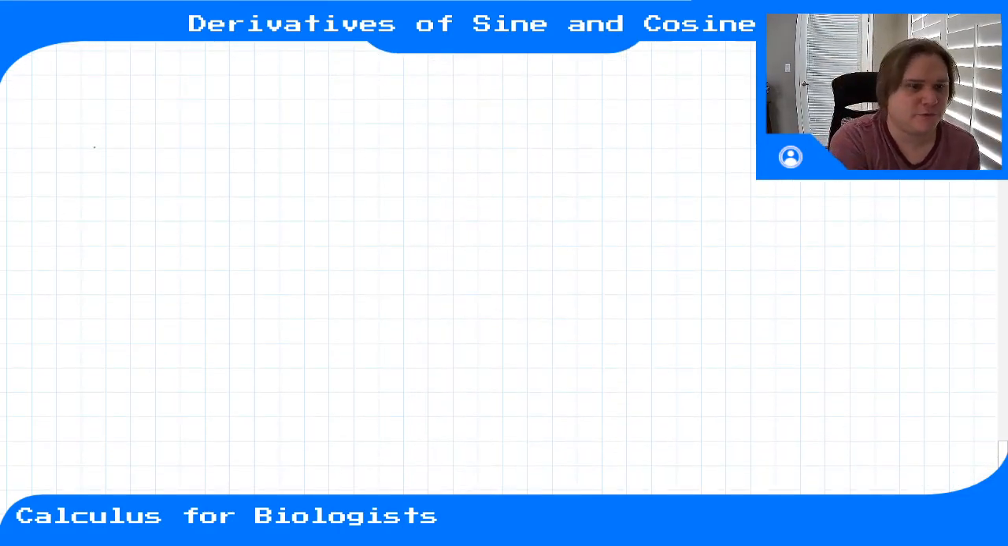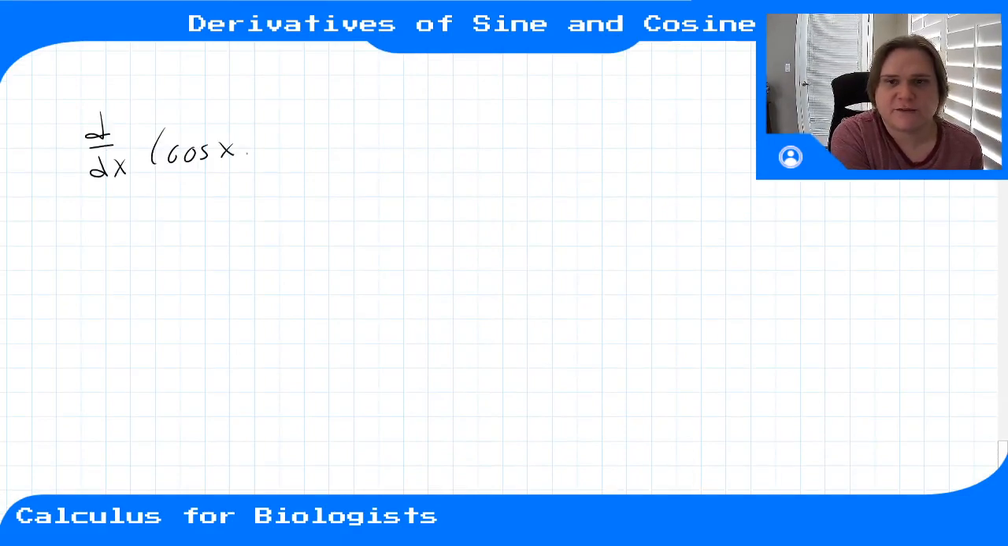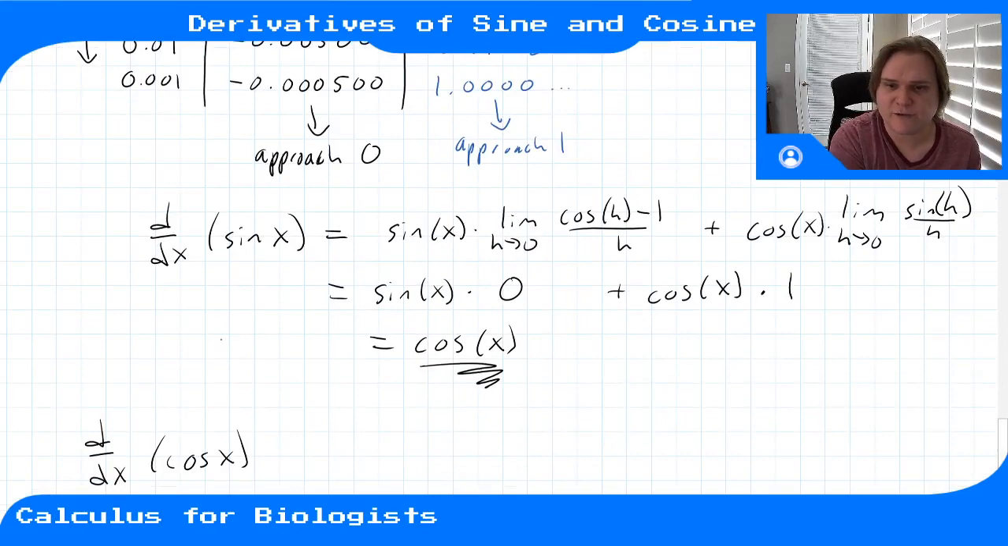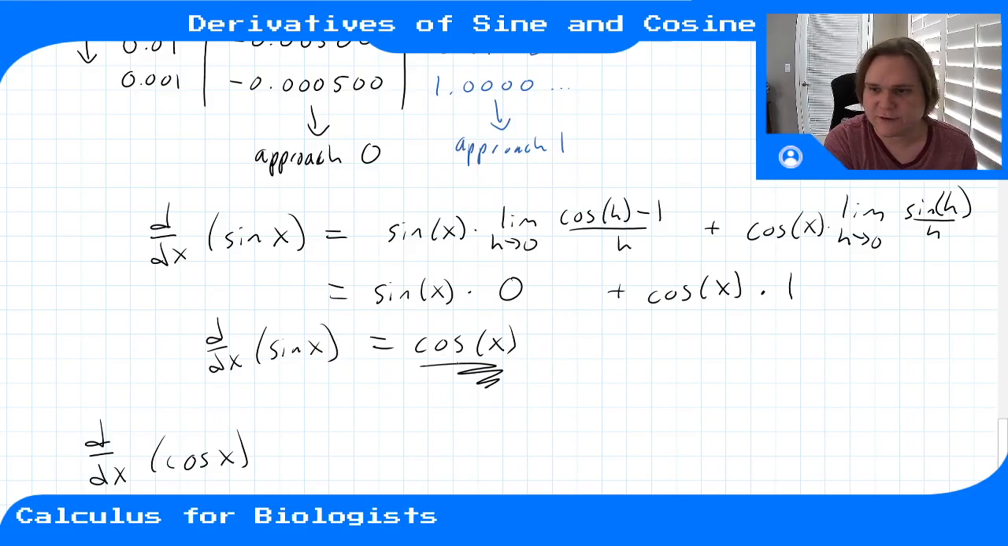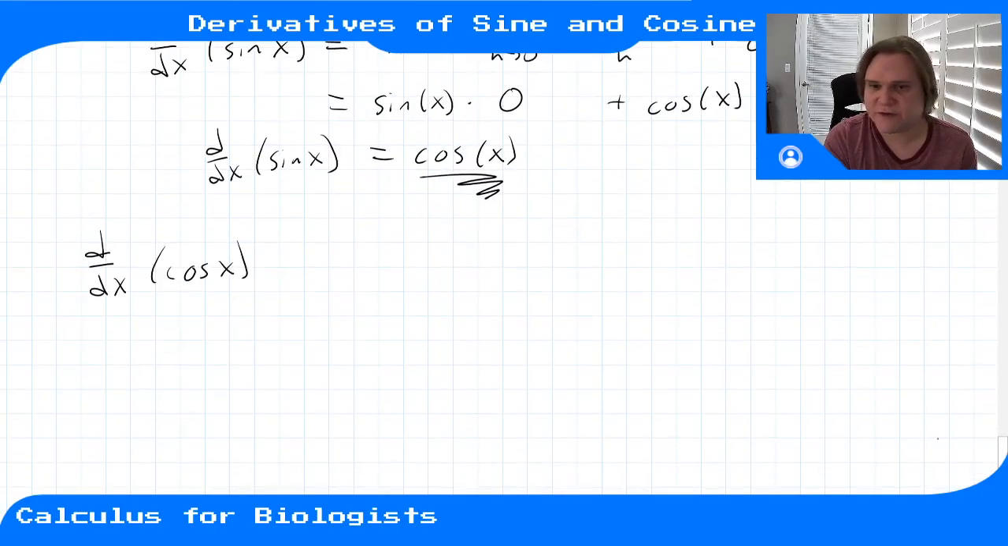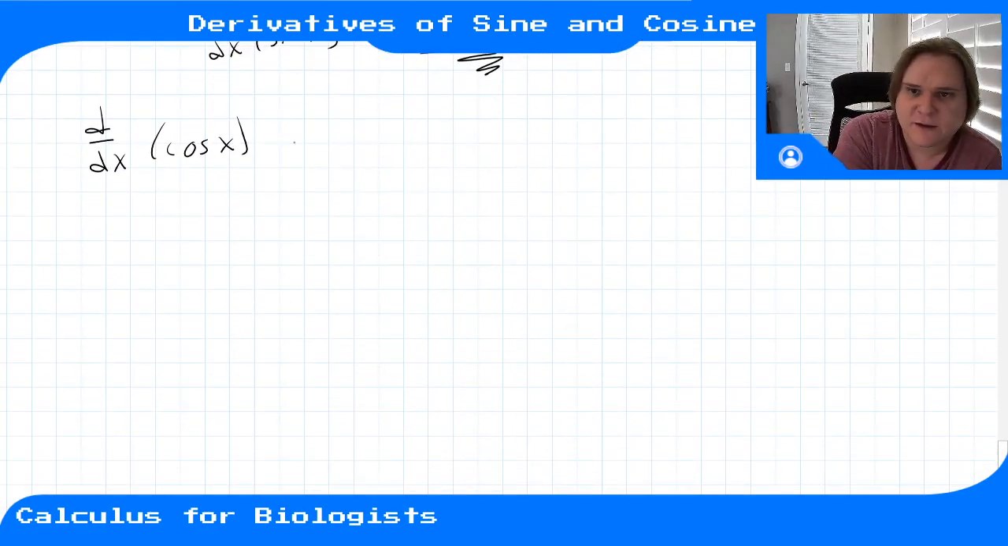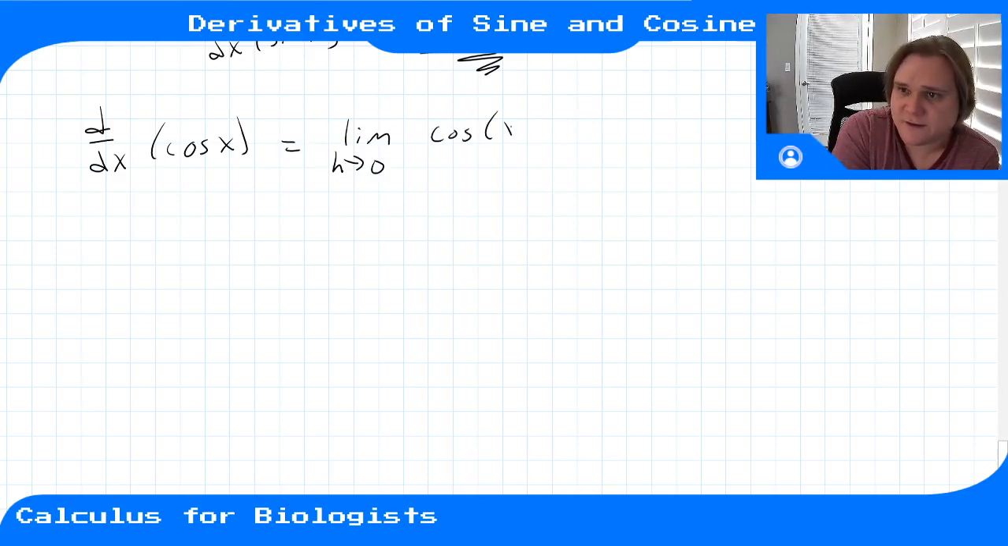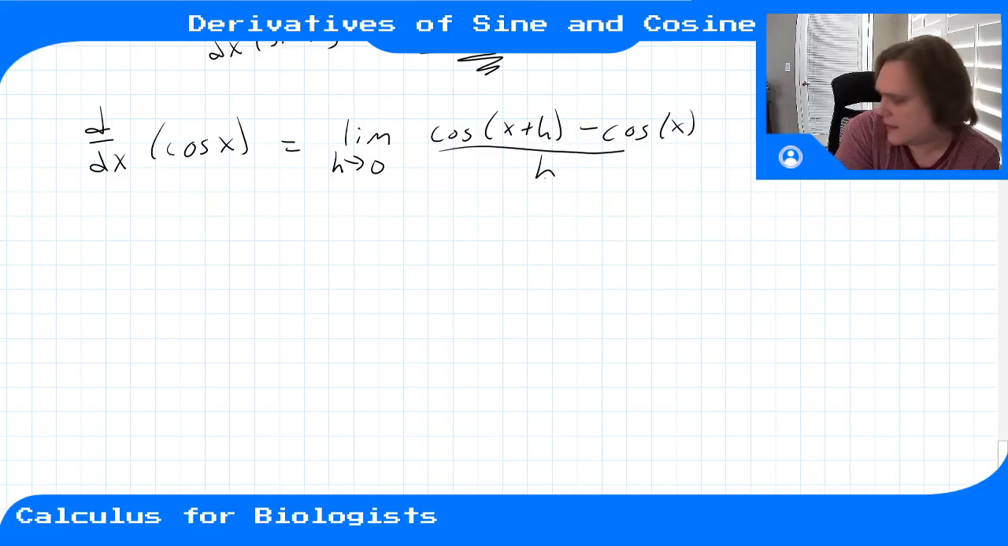All right, now let's prove the cosine. So let's do d dx of cosine of x. Right, so this is what we knew the derivative was, and now we've shown it. Sine of x has derivative cosine. So now let's do the derivative of cosine, which we know to be negative sine, but we'll show it here. Right, so by the limit definition, this is the limit as h goes to 0 of cosine of x plus h minus cosine of x divided by h.